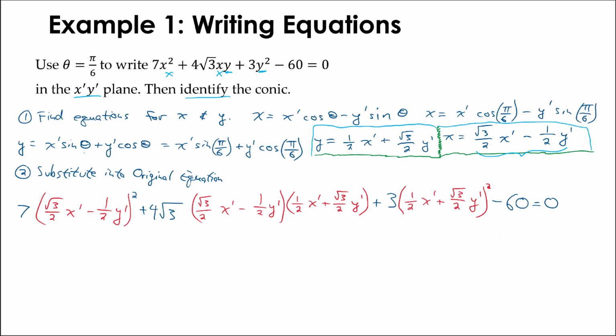So again, anytime I see x, now I'm plugging in this root 3 over 2 x prime minus 1/2 y prime. But now I've got that squared. So don't forget whatever's happening to x, I still need to have that operation when I make my substitution. Then everything else gets substituted in just the same. Now we need to go ahead and FOIL out this middle term, and then we need to take care of these squares also. So we need to expand both of these binomials here and here.